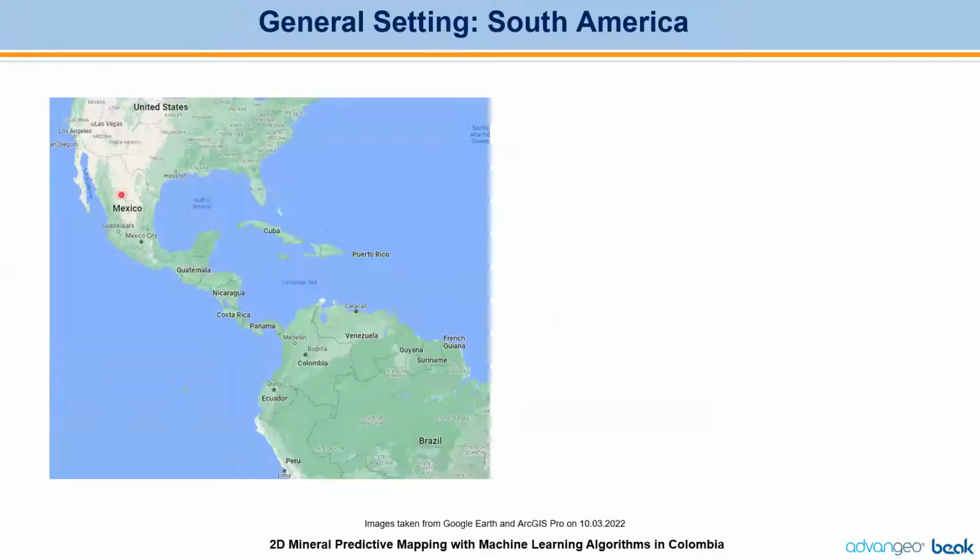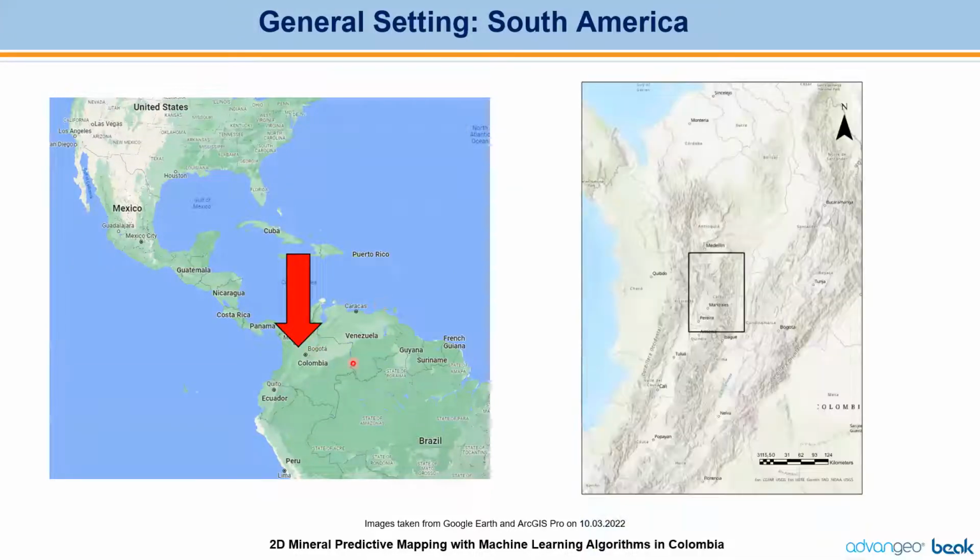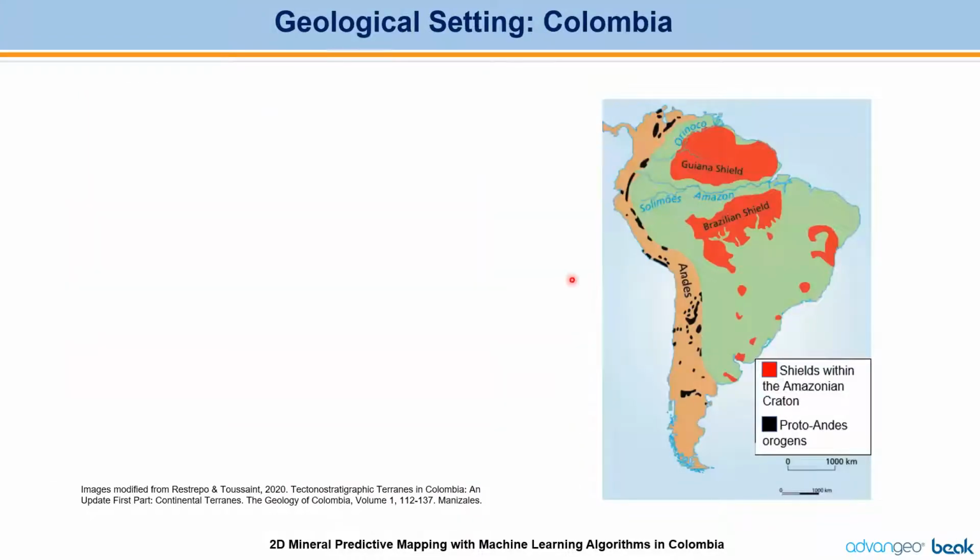Let's give some regional context. So the project is in Colombia. Colombia is towards the north of South America, and this arrow identifies where the project is located. If we zoom into this area, we see that this black box defines the area that we want to analyze. But what about the geological setting?